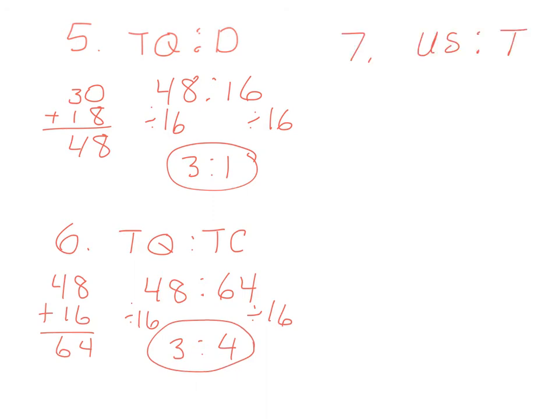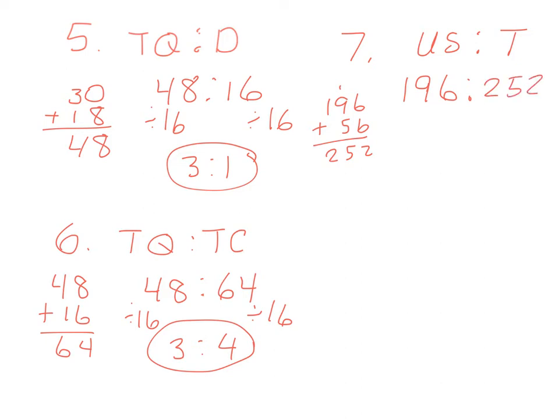Number 7 wants to know the U.S. stamps to the total stamps. They told us U.S. was 196. The total would be the 196 plus the 56 that were foreign. So that gives us 252. And then I need to reduce that down.